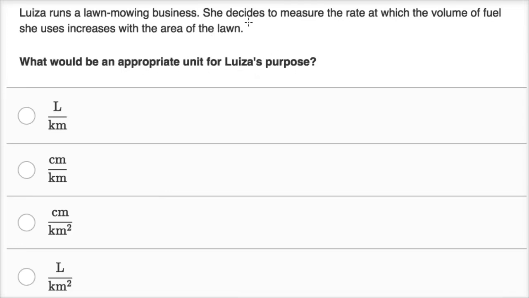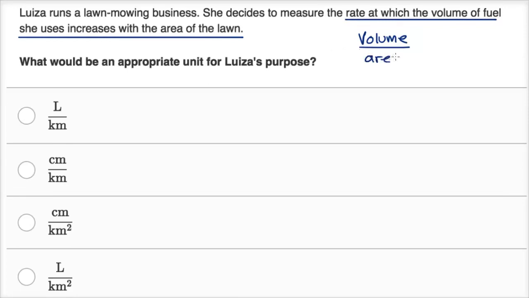So let me reread this to make sure I understand it. She's going to measure the rate at which the volume of fuel she uses increases with the area of the lawn. So her unit should be something that says volume per area. She wants to see how her volume of fuel increases with the area of the lawn. So it should be volume per area, should be her rate.